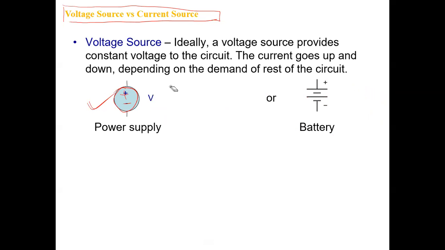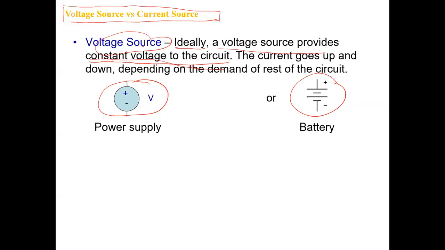But by the way, what is a voltage source then? We know how to represent it, but what is the definition? Ideally, a voltage source provides constant voltage to the circuit. If some source provides constant voltage to the circuit, that's called a voltage source. Current can go up and down depending on the demand of the rest of the circuit, but the voltage remains the same all the time, okay? That kind of source is called voltage source.